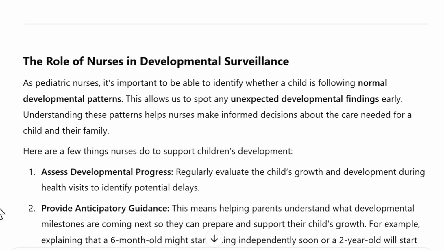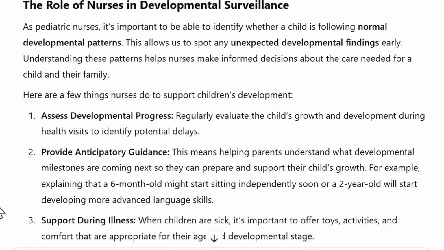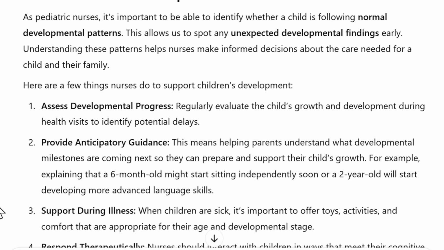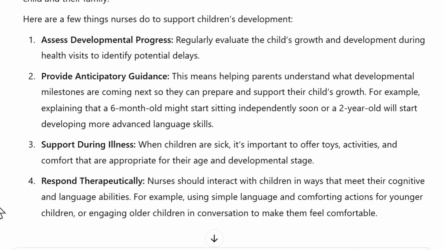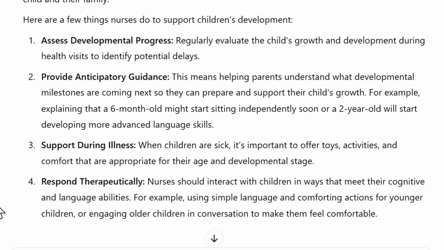Here are a few things nurses do to support children's development. 1. Assess developmental progress. Regularly evaluate the child's growth and development during health visits to identify potential delays. 2. Provide anticipatory guidance. This means helping parents understand what developmental milestones are coming next so they can prepare and support their child's growth. For example, explaining that a 6-month-old might start sitting independently soon, or a 2-year-old will start developing more advanced language skills.